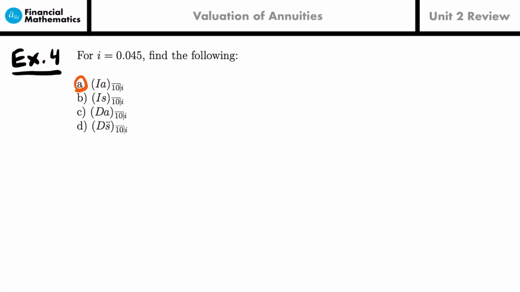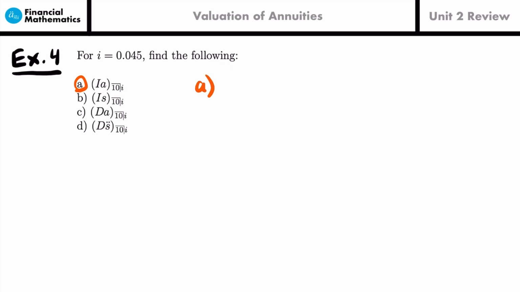We have capital (Ia) angle 10 at rate i. This is the notation for the present value of an arithmetic increasing annuity immediate. All right, and we have 10 payments and we're using an interest rate of i. Do notice that for all of these notations, we're not multiplying them by anything. So what that means is that we're technically multiplying them by 1. So in the case of this annuity, we have an arithmetic increasing annuity immediate with an initial payment of $1 that increases by $1 every period for a total of 10 payments.